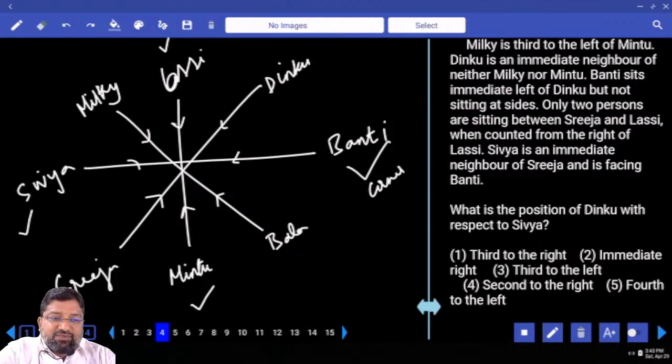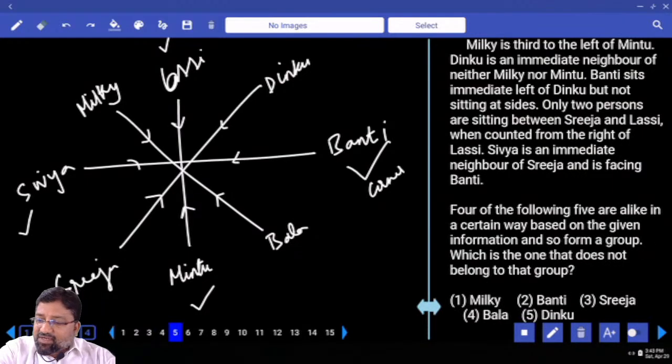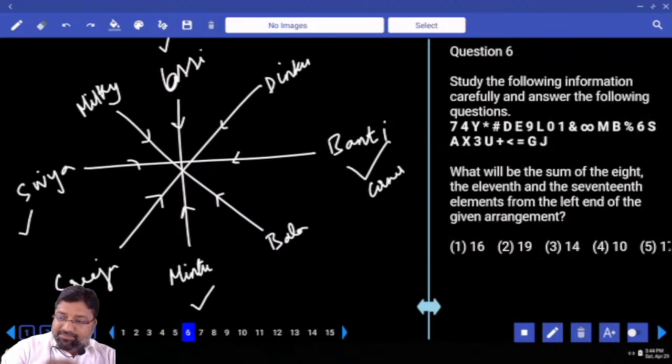What is the position of Dinku with respect to Sivya? If I go to the left side, it is the shortest possible way. Third left. Do I have third left in the options? Yes. 4 out of the following 5 are alike in a certain way. Milky, Bunty, Srija, Bala, Dinku. All of them are sitting on the sides except Bunty. Bunty is in the corner.